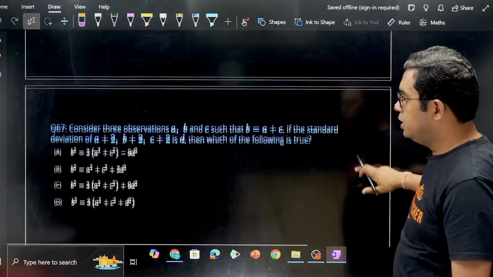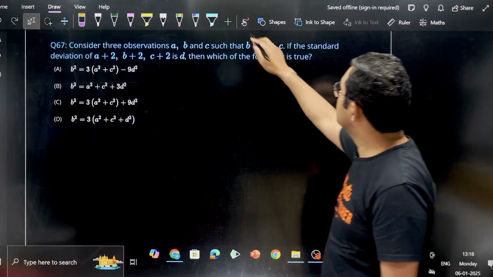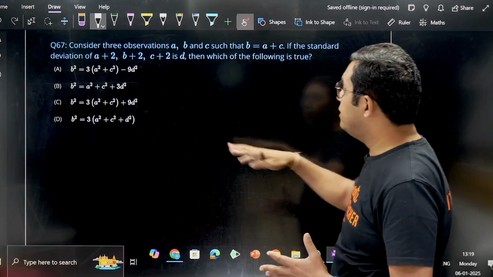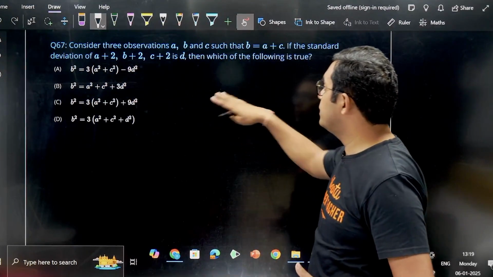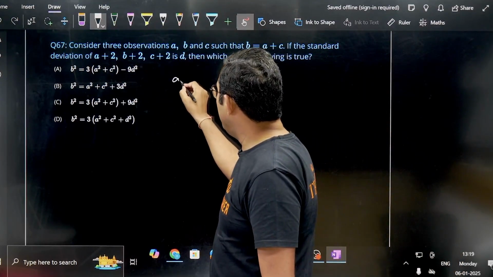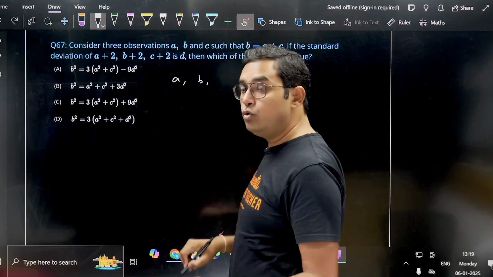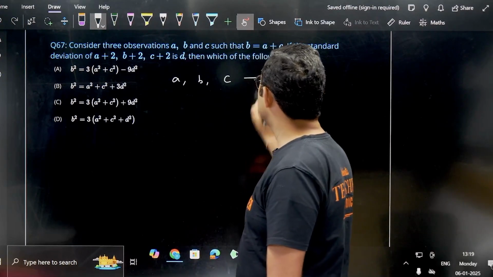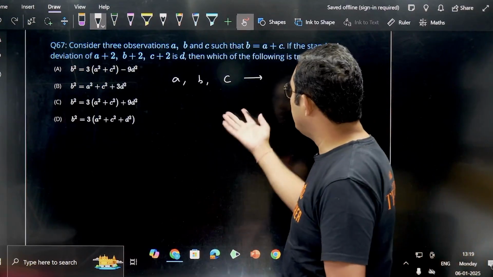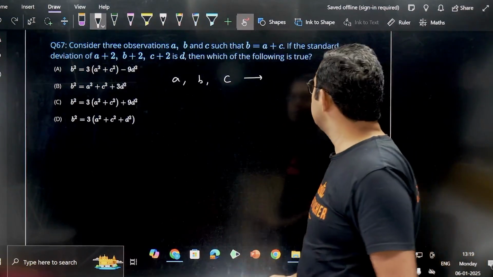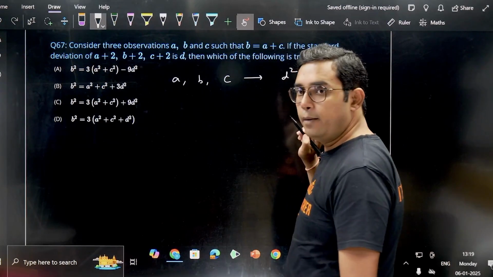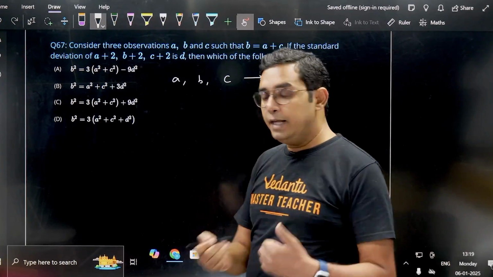Next question is question number 67. Consider 3 observations a, b, c such that b is equal to a plus c. If the standard deviation of a plus 2, b plus 2, c plus 2 is d, then which of the following is true? Now please listen carefully. The standard deviation for a plus 2, b plus 2, c plus 2 or a, b, c will be the same. There is a property: if you shift the entire data by the same number, standard deviation or variance doesn't change. The standard deviation is d, so its variance would be d square.